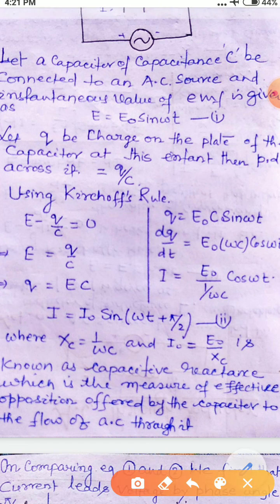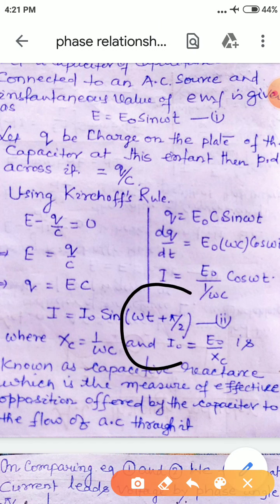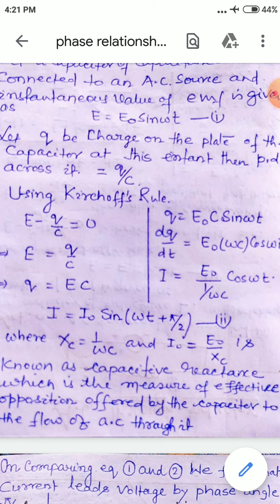So now if you compare the phase angle of current and voltage, you find that here current leads, current is ahead of voltage by how much? By phase angle pi by 2. So current leads voltage by a phase angle pi by 2.